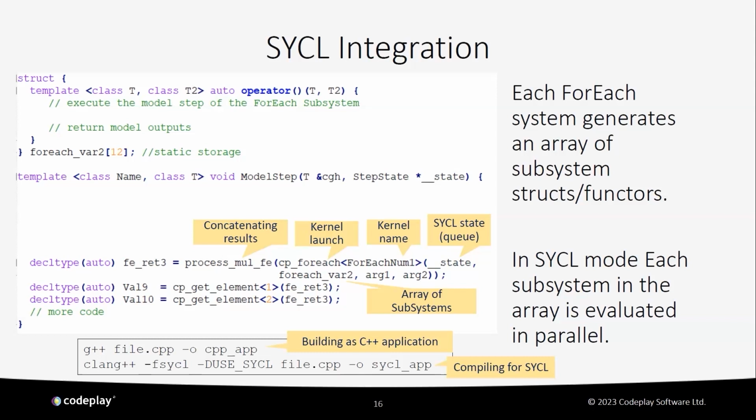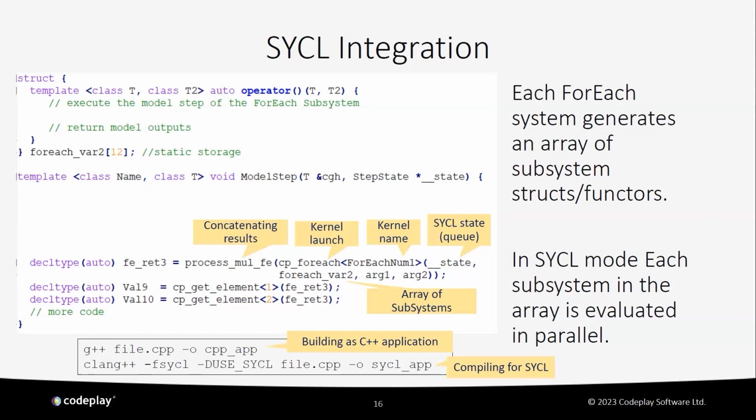Then the functor array and the arguments. And because it now creates a vector of systems, the outputs need to be concatenated, and this is what the process function does. Afterwards, we use the get element function, which could probably be a std get function, to extract the value from the return value to process them on for the following blocks.